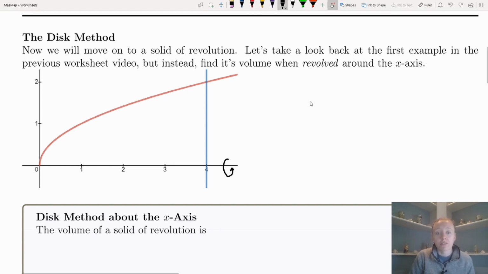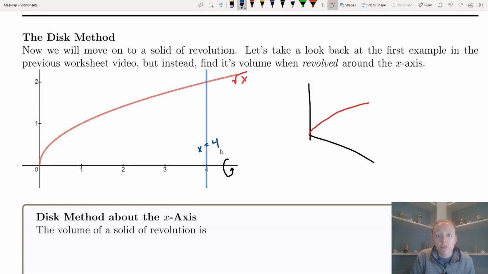I'll just do a rough sketch real quick. Here is the y-axis. I'm going to draw the x-axis at an angle, so that you can envision us taking this function, which, remember from that previous worksheet, was the square root of x. So here's the square root of x, and then we have some line. This was that x was equal to 4. So here's our x equals 4 line. Now think about revolving that around.